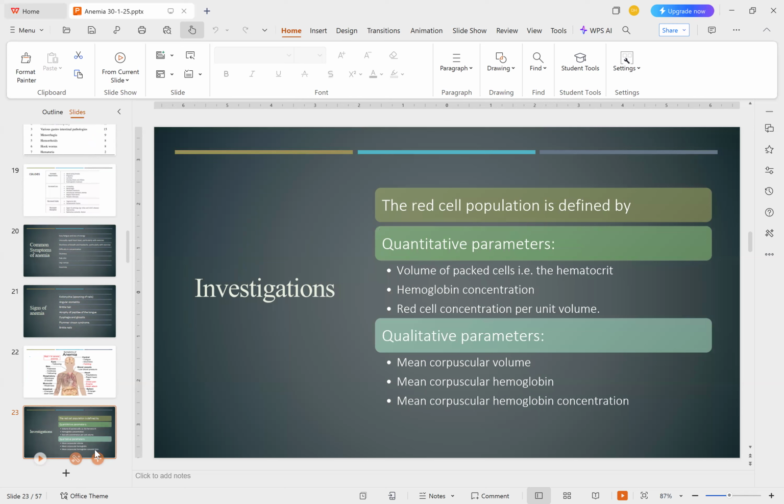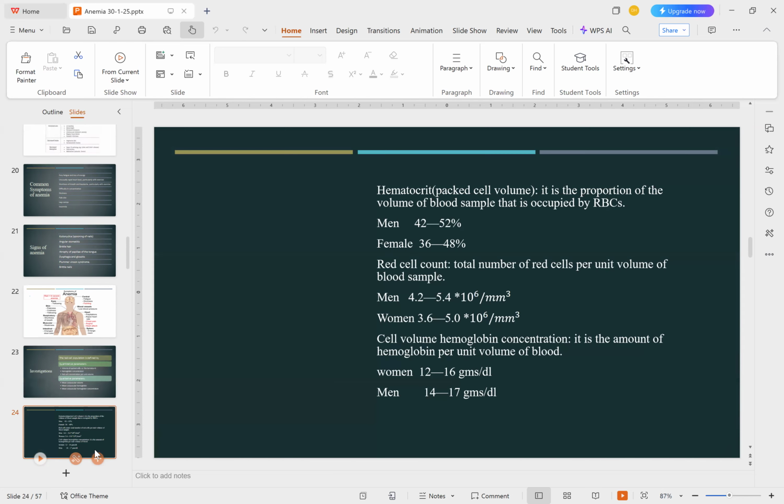Investigation. The red cell population is defined by quantitative parameters and qualitative parameters. Quantitative parameters include volume of packed cells, hemoglobin concentration, and red cell concentration per unit volume. Qualitative parameters include mean corpuscular volume, corpuscular hemoglobin, and mean corpuscular hemoglobin concentration. Hematocrit is the proportion of the volume of blood sample that is occupied by RBC. Men 42 to 52%, female is 36 to 48%.